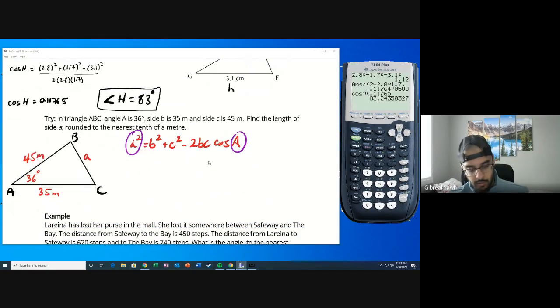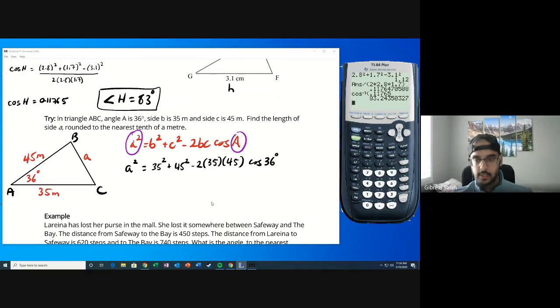So let's go fill this with our numbers. A squared is what we need to have. B is up here, so 35 squared plus c squared, which is 45 squared, minus 2bc cosine A. That should be degrees. Now all of this can actually be placed in your calculator all at once. So 35 squared plus 45 squared minus 2 times 35 times 45 cosine 36. Now I've placed it in exactly as it looks, all the brackets and everything. So when I hit enter, I get this large number, 701.